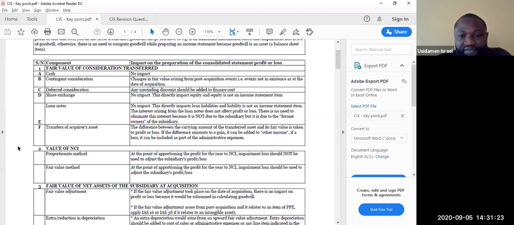For example, under the proportionate method, the impairment loss on goodwill is not apportioned to NCI. That is at the point of sharing the subsidiary's profit or loss for the year. So you don't apportion impairment loss to NCI under the proportionate method. But under the full method, of course, impairment loss is apportioned to NCI, because in the first place, NCI also has a share in the goodwill.